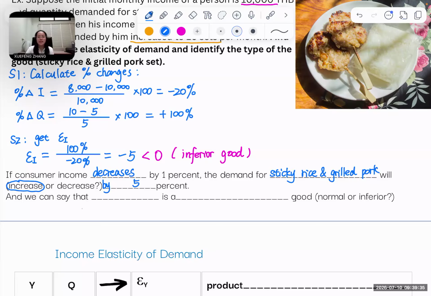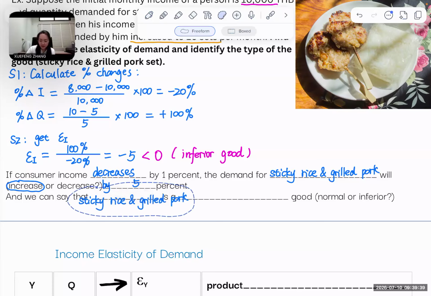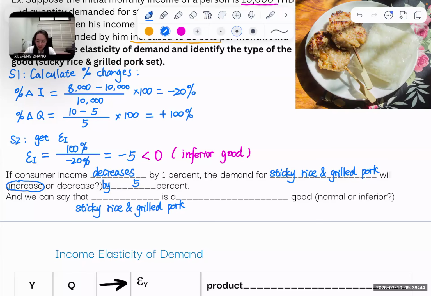And we can see that the sticky rice and grilled pork set is an inferior good.